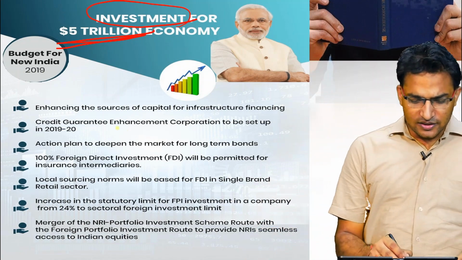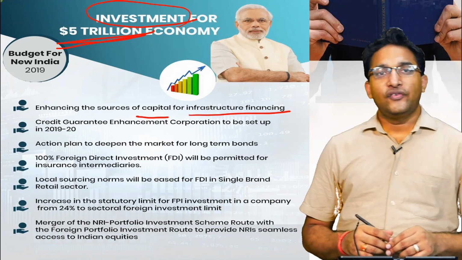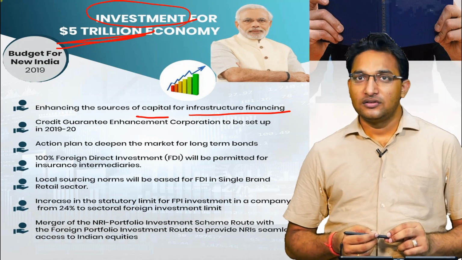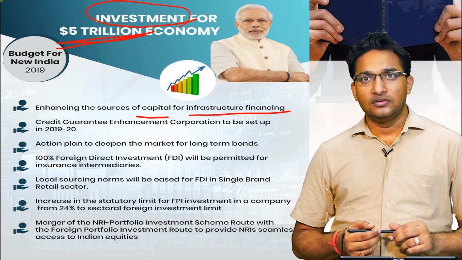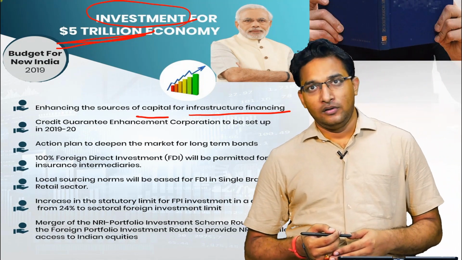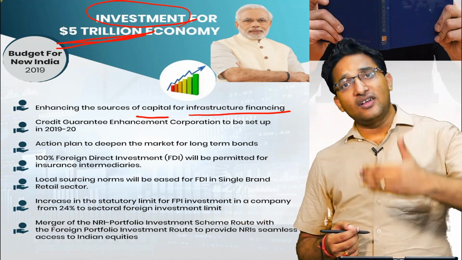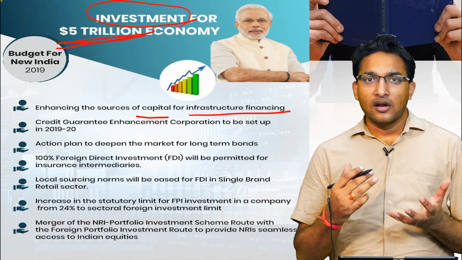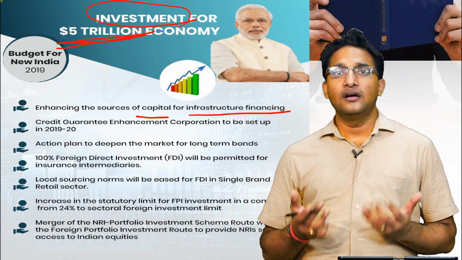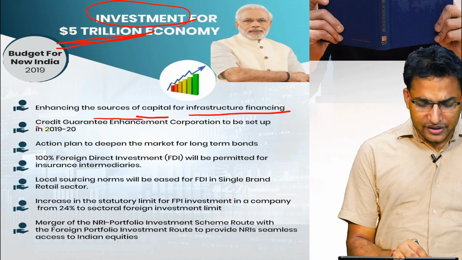The first is enhancing the sources of capital for infrastructure financing. See friends, infrastructure is the backbone of the economy. If we have very good infrastructure, then the connectivity is good, energy access is good, and the social services are good. So infrastructure needs to be built. Now for that infrastructure we need the capital. So the government is talking about enhancing the sources of capital for infrastructure. And what are the sources? Let us see.